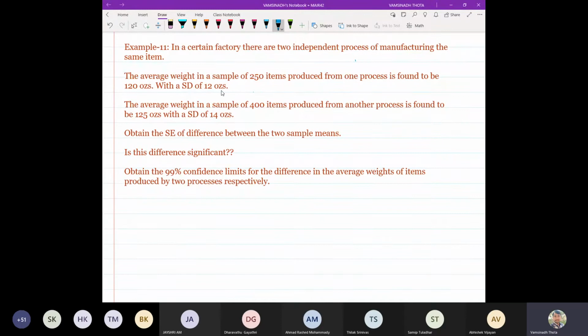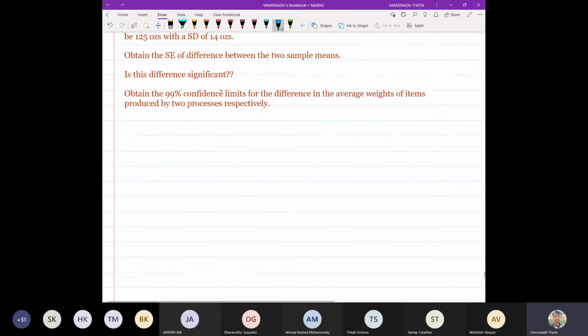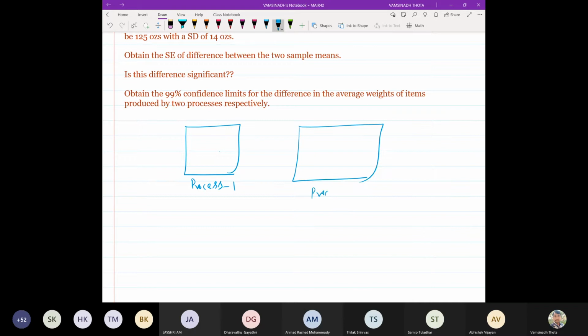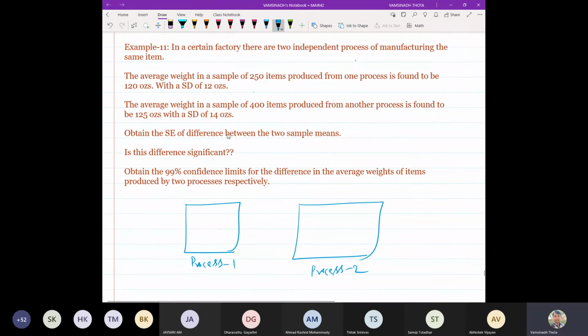So let me draw. The same item is manufactured in two different processes. Let me call it process 1 and process 2. In the first process, what is the sample size? 250 items.